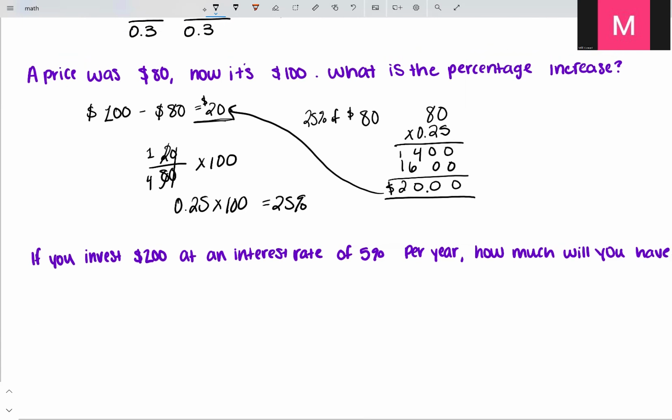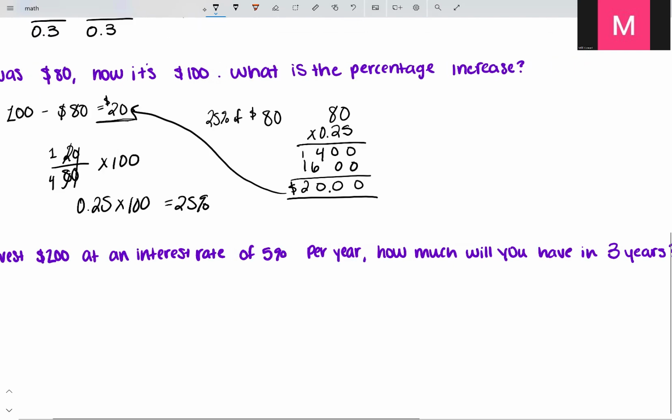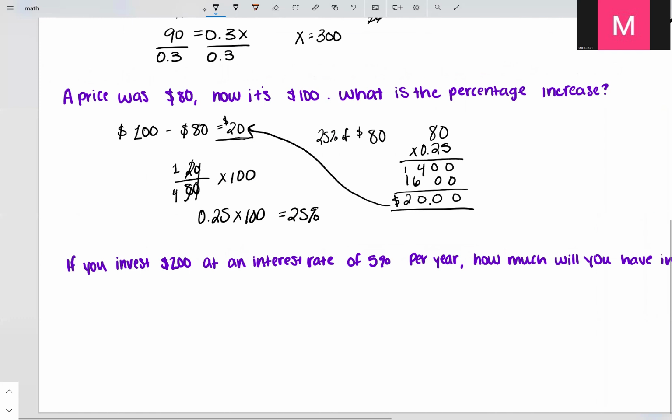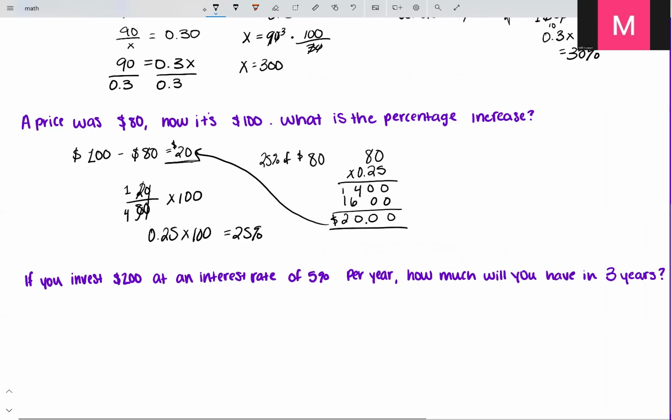Last, if you invest $200 at an interest rate of 5% per year, how much will you have in 3 years? I'll zoom out a little bit. So we start with $200, and it accrues an interest of 5% per year. And we want to know how much will you have in 3 years. So first, let's start by finding 5% of 200.